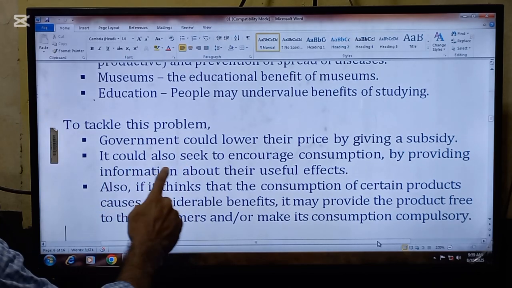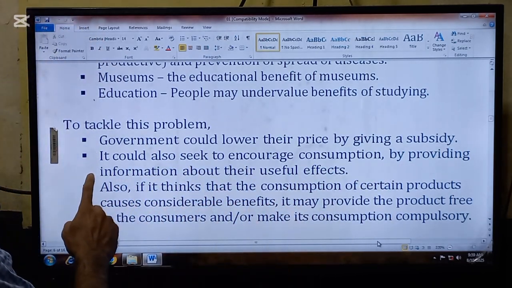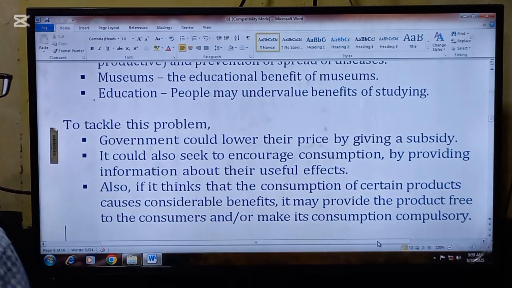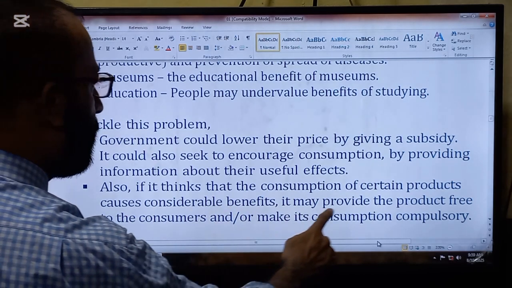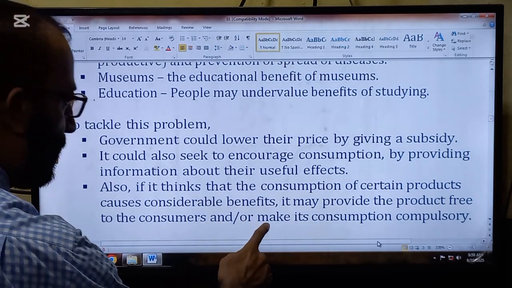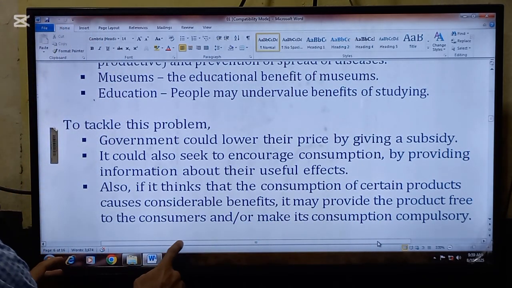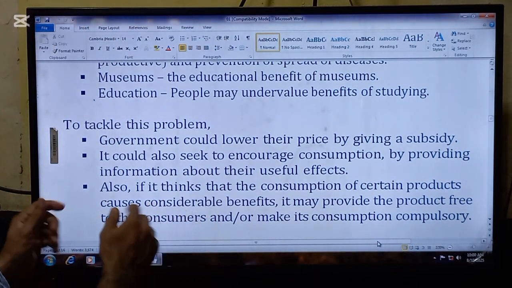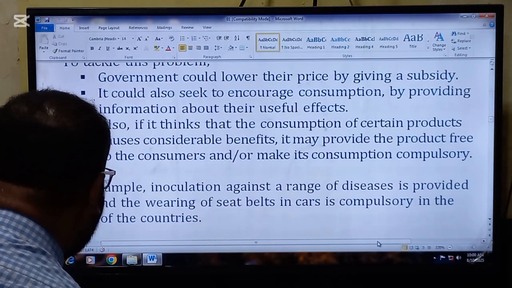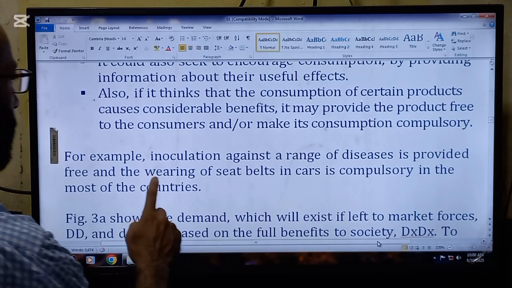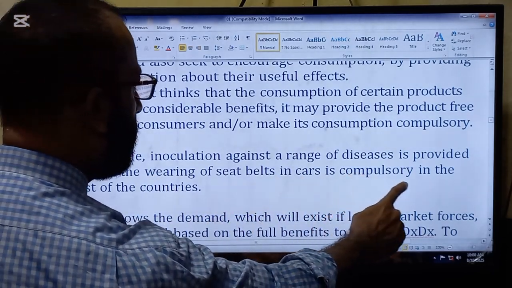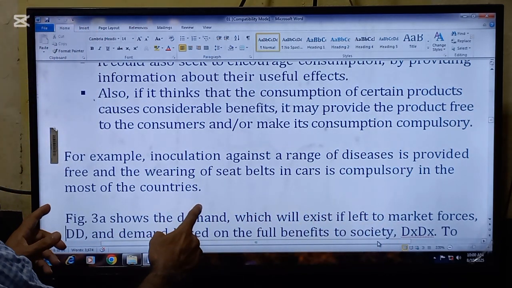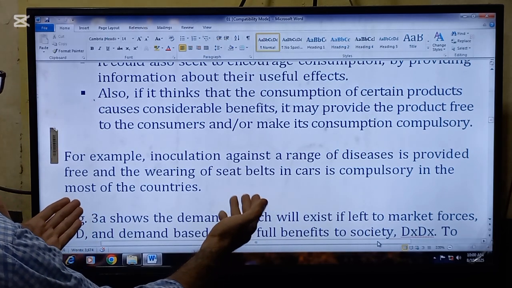To tackle this problem, government could lower their prices by giving a subsidy. Number two, it could also seek to encourage consumption by providing information about their useful effects. Also, if it thinks that the consumption of certain products causes considerable benefits, it may provide the product free to consumers and or make its consumption compulsory. So these are the steps which can be taken to tackle the problem. For example, inoculation against a range of diseases is provided free, and the wearing of seat belts in the car is compulsory in most countries. So these are the actions which are taken by the government to tackle the problem.